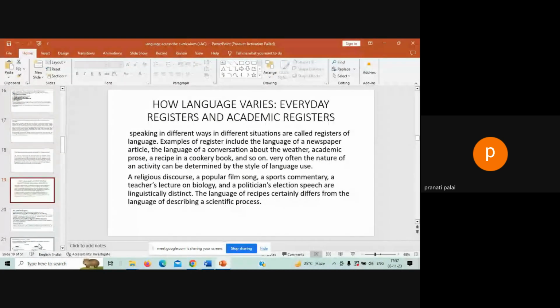So language varies from situation to situation. So we are calling it register. The language of recipes certainly differs from the language of describing a scientific process. In a scientific process, we are testing, we are evaluating, we are judging, we are coming out with a conclusion, we are experimenting. So the language that we use in science is different from the language you use in mathematics. Mathematics language is more abstract and more symbolic.